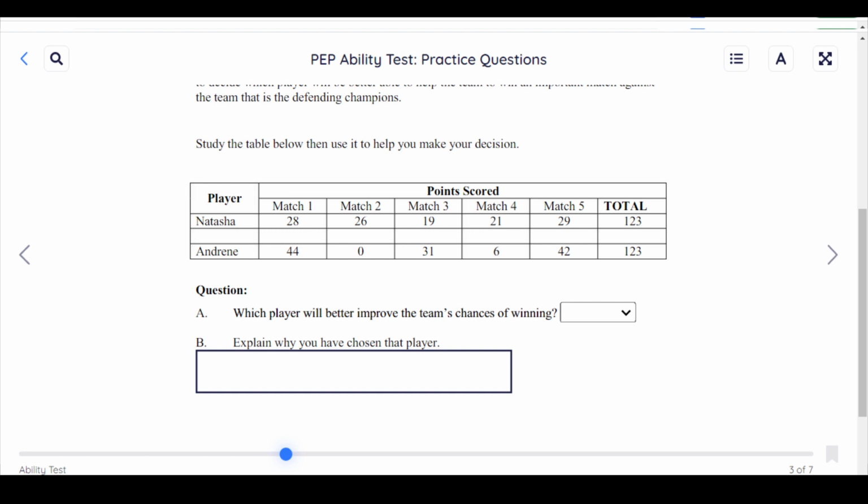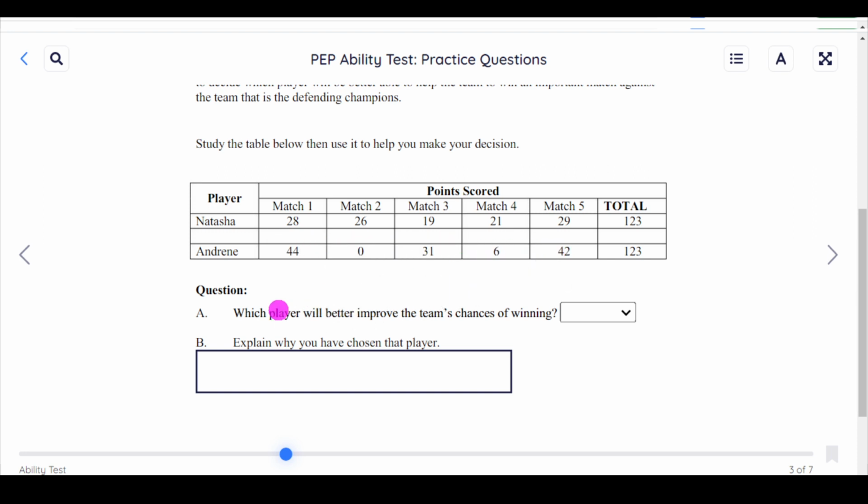In this case, what we would look at is the fact that Natasha always scores in double digits. 28, 26, 19, 21, 29. So even though she has the same average score, about 25 points per game, as Andreen, let's look at the difference. 44, 0, 31, 6, then 42. This person has high scores in some instances, but this one, Natasha, is more consistent.